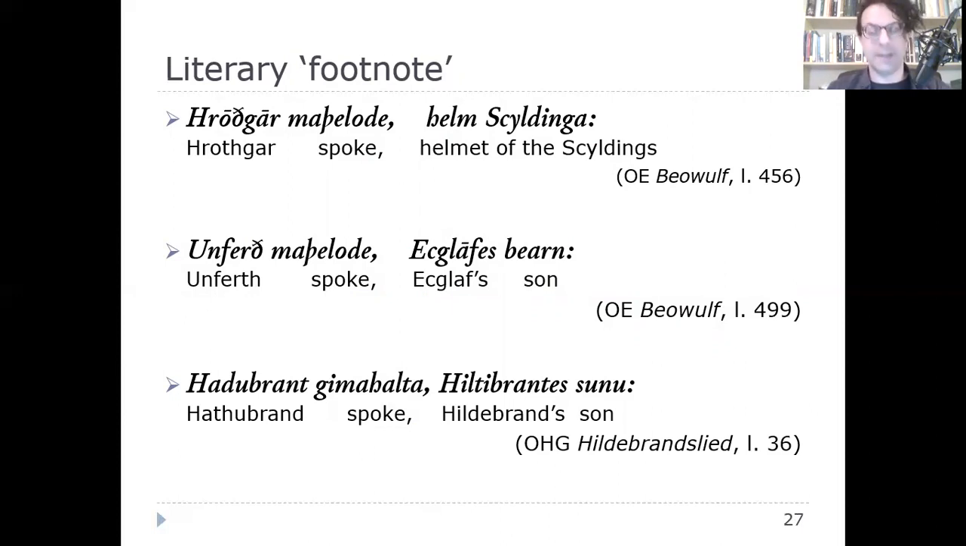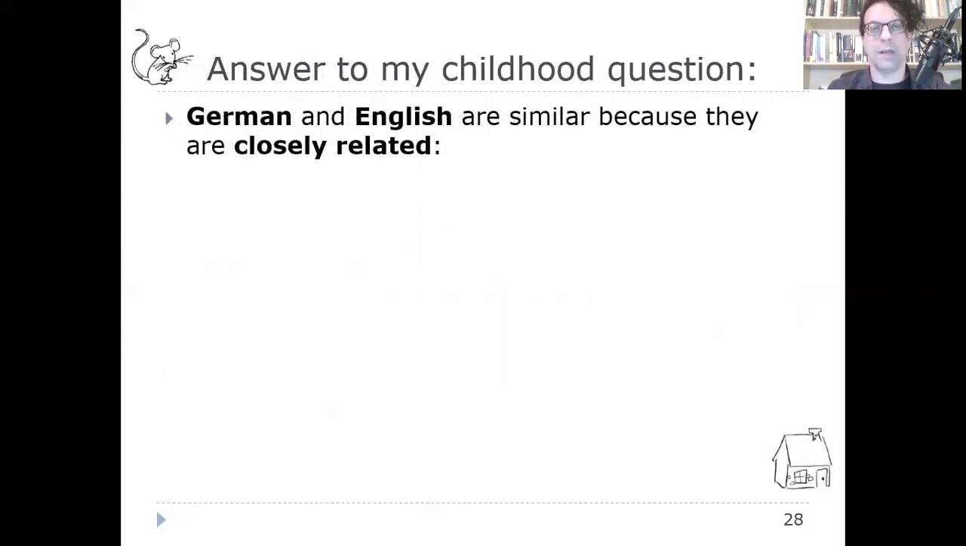And in Hildebrandslied, which is an Old High German text fragment, you find the exact same formula being used there. There it says, Hadubrand gimahalta, Hildebrandes sunu. So Hadubrand spoke, Hildebrand's son. So again, you have somebody spoke and then another name for this somebody. So just to show you a little tiny literary footnote, it's also the literature that connects these peoples with each other.